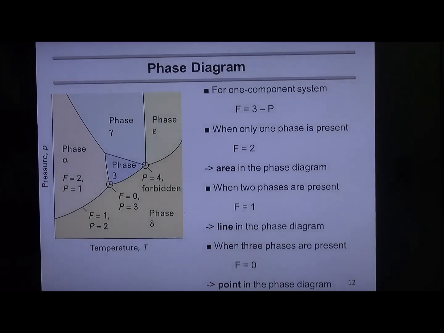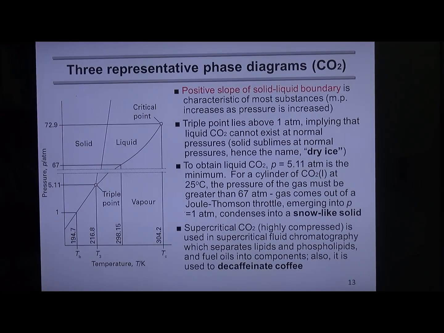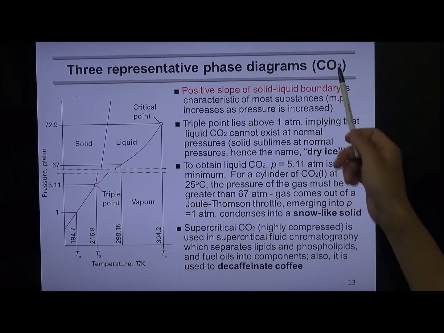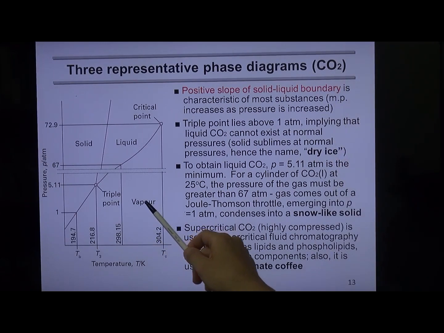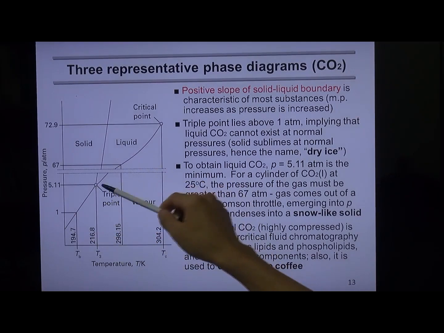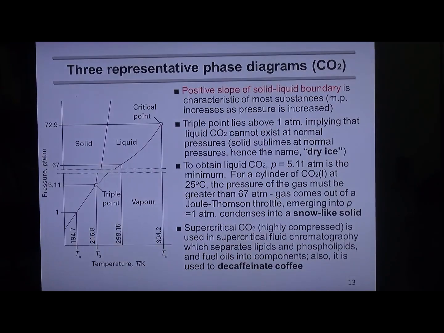So here shows basically the phase rule, phase diagram. You can look it up. Alright. So different materials have different forms of phase diagrams. So here shows 3 representative phase diagrams. The first one is the most common one, CO2. So it looks like this, as we saw in the previous section, right? Phase boundaries: solid, liquid, and gas, right?